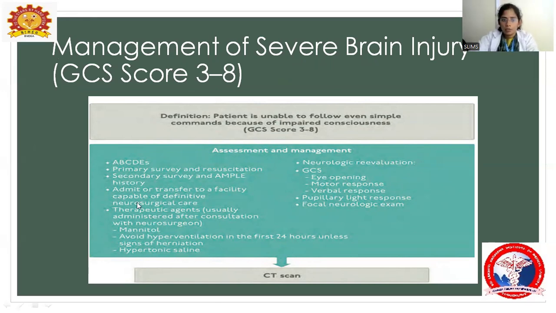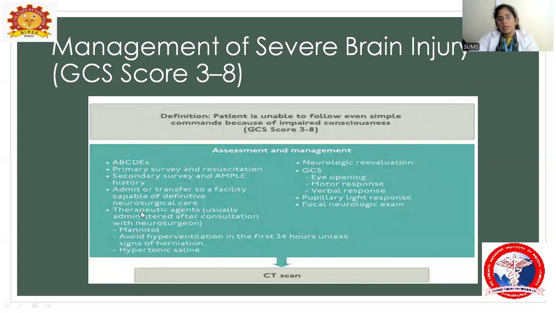A is airway, B is breathing, C is circulation, D is disability, E is exposure. That is the primary survey. As I already said, primary survey and resuscitation, secondary survey and AMPLE history. Secondary survey is nothing but AMPLE. Then admit or transfer to a facility capable of definitive neurosurgical care. That is, if you have the facility to treat the patient there, you can keep the patient there. But if you feel that the patient should be referred to a higher center, never hesitate. Shift the patient to a higher center.